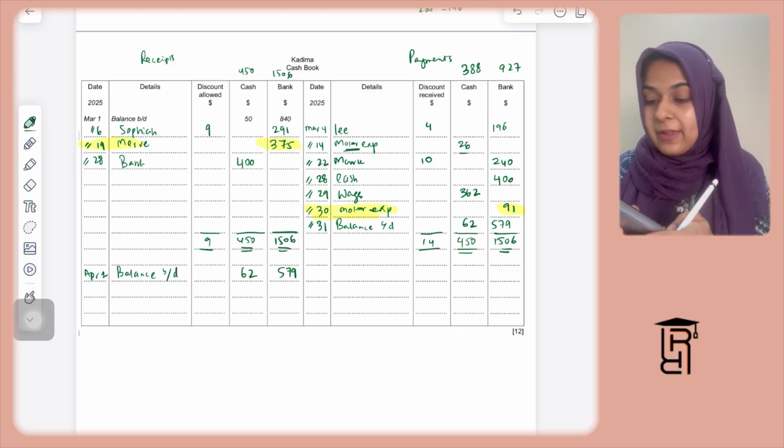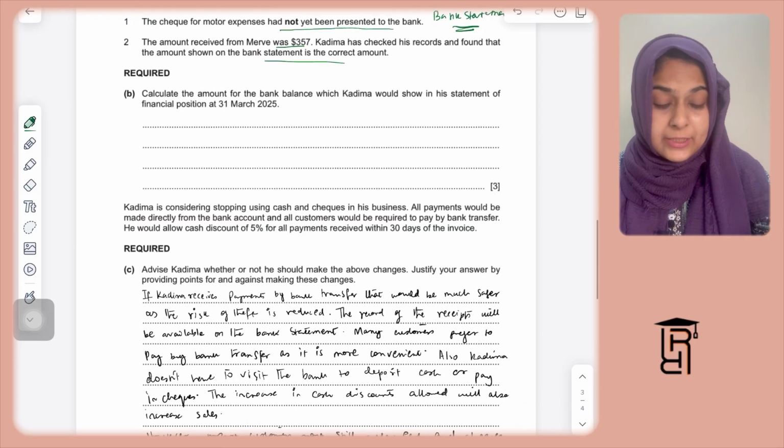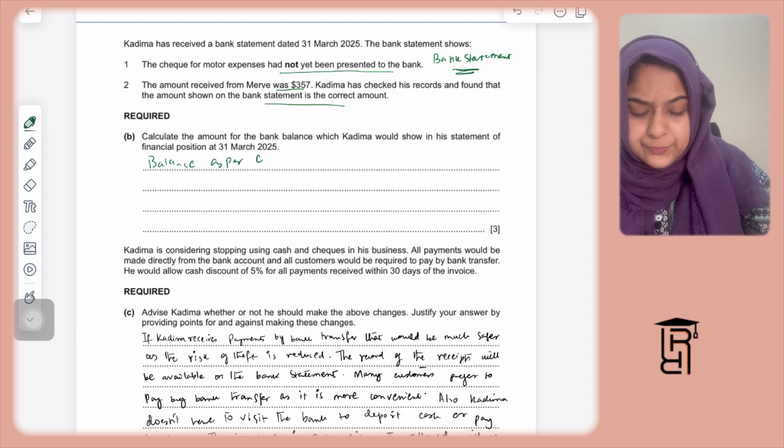So 375 minus 357 is going to give me how much? So it's $18. So we have basically overstated the bank balance by $18. So what I'm going to do here is I'm going to write here balance as per cash book.